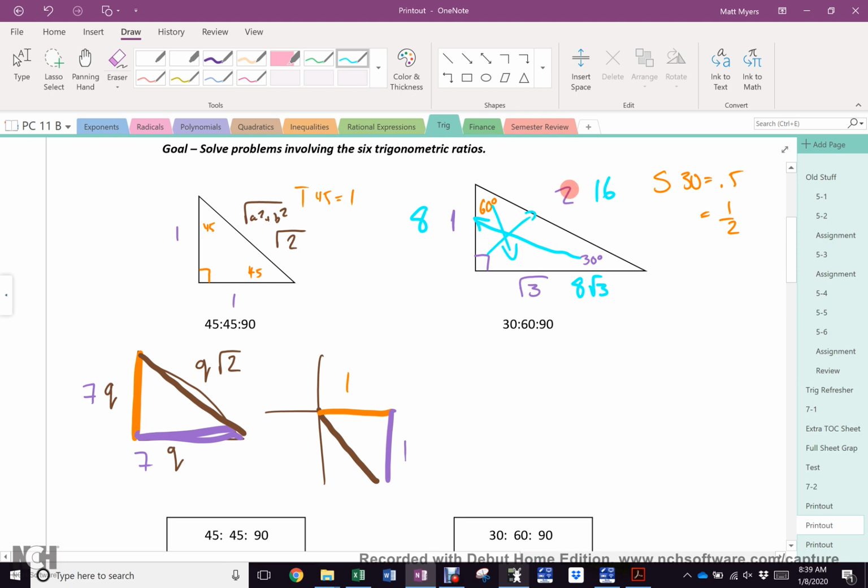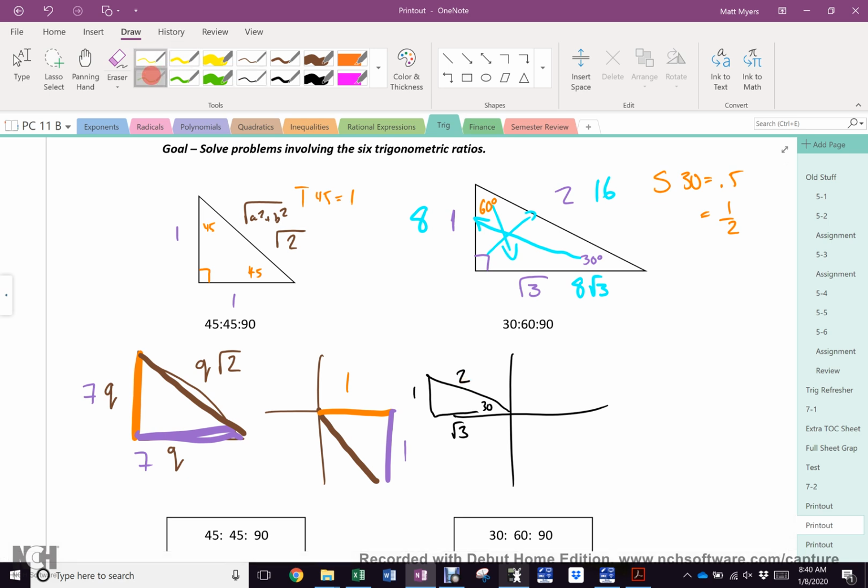Now, why am I making a bigger deal of this one than I did of the 45? Because this one will move around, right? If I keep this right here, and I tell you that that is 30, you automatically know 1, root 3, 2, right? But what if I make it this way? This is now 60. So what's here? There's the 1. What's here? Root 3. And what's here? Everybody cool? How we rotate this one messes us up a little bit. Everybody comfortable?